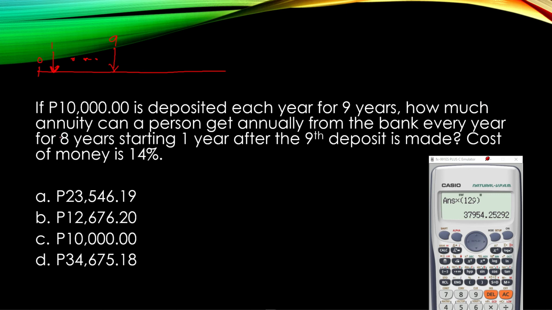How much annuity can a person get annually from the bank every year for 8 years starting 1 year after the ninth deposit? So, for 8 years daw, magwe-withdraw siya ng pera for 8 years, no? So, starting 1 year after the ninth deposit. So, ito yung ninth deposit niya. So, 1 year after that one, magwe-withdraw siya ng pera. So, this is year 10. And probably for 8 years.